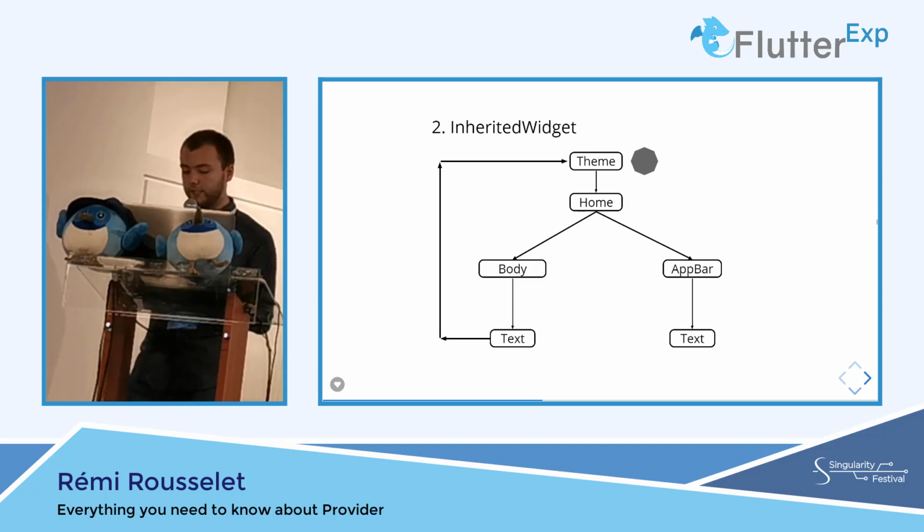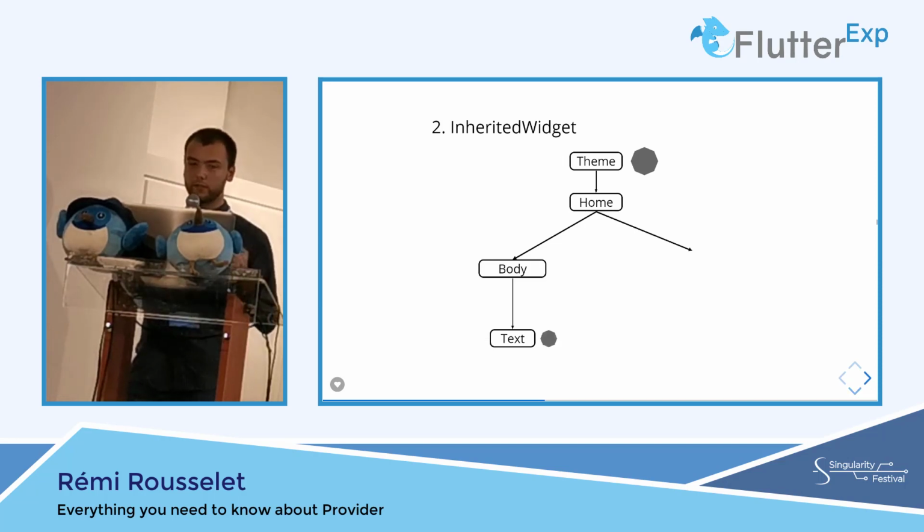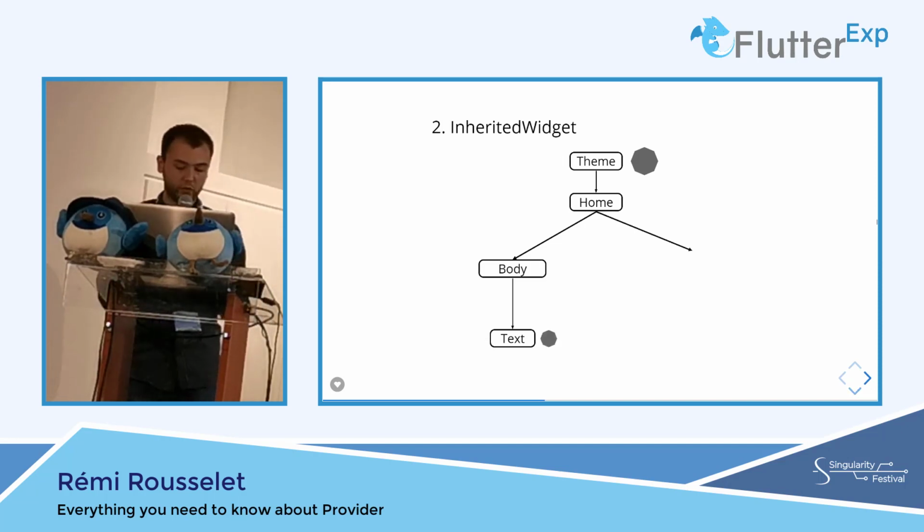But then we have this situation where we want our app bar to override that default color. And in that situation, we will have a slight modification of the widget tree.